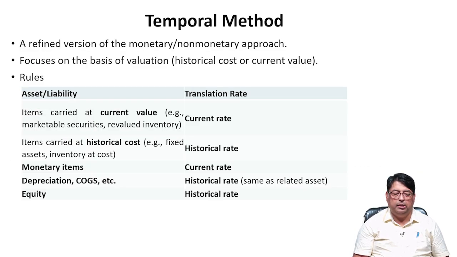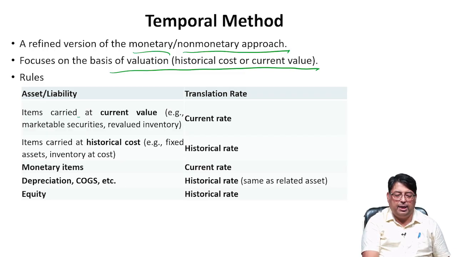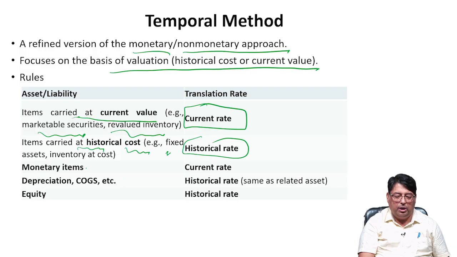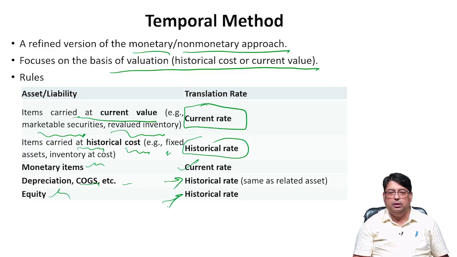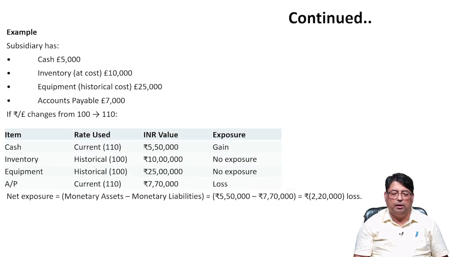Now, see temporal method. This is a refined version of the monetary non-monetary approach. It focuses on the basis of valuation, historical cost or current value. So, items carried at current value, which are marketable securities, inventory revalued, at current rate. Items carried at historical cost, that is fixed assets, inventories at cost, historical rate. Monetary items, current rate. Depreciation, cost of goods sold, etc., historical rate. Equity, historical rate. Let us see with the help of an example.